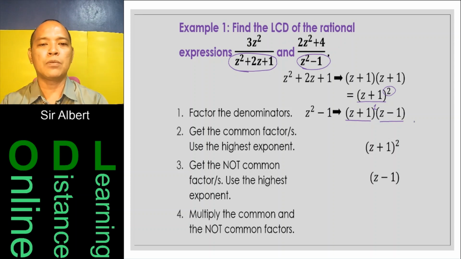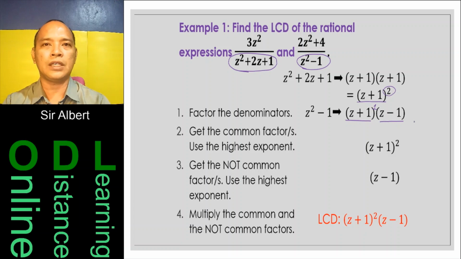Fourth step is to multiply the common and the not common factors. Or simply put, we put together our answer for steps 2 and 3. The LCD therefore is z plus 1 quantity squared times z minus 1.